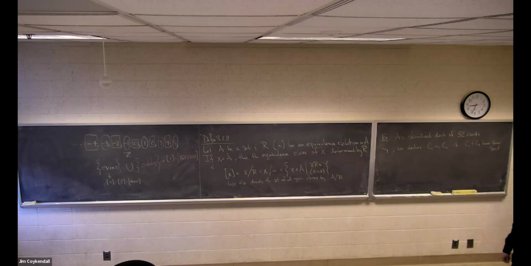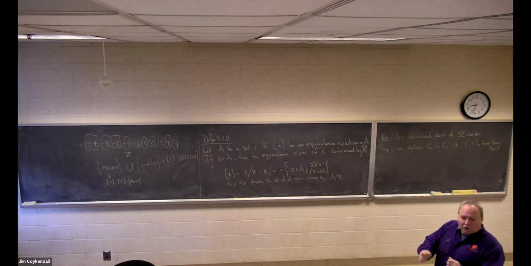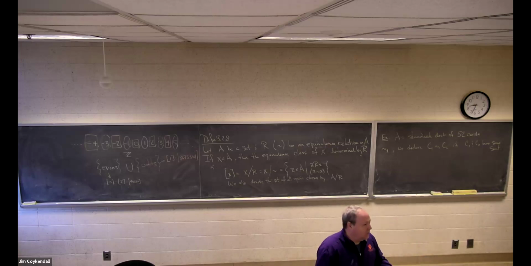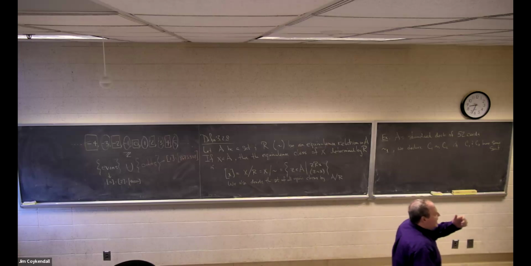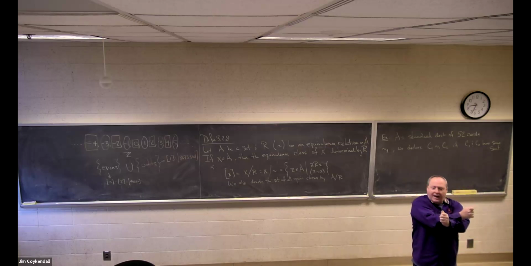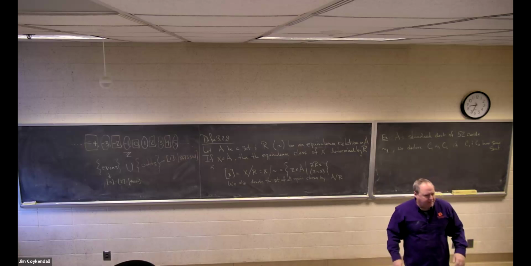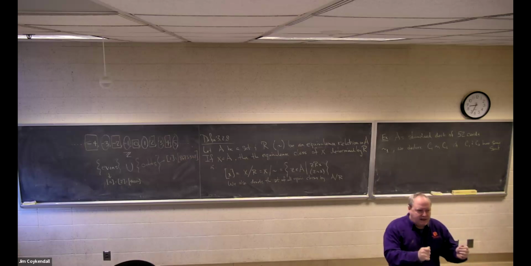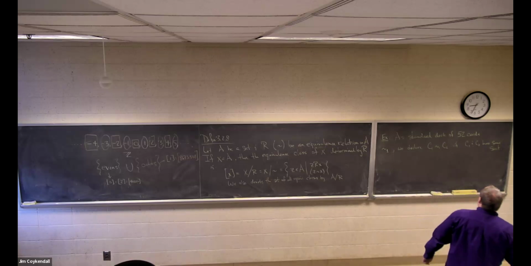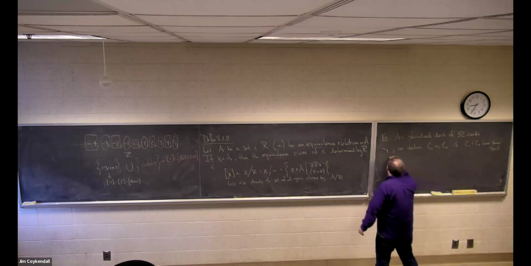Now, is this an equivalence relation? Let's go through it. Is any card equivalent to itself? Yeah. Sure, because it has the same suit as itself, right? Okay. If I have two cards, A and B, that have the same suit, do B and A have the same suit? Yep. And if A and B have the same suit and B and C have the same suit, then A and C have. So this is an equivalence relation, right? How many equivalence classes are there?